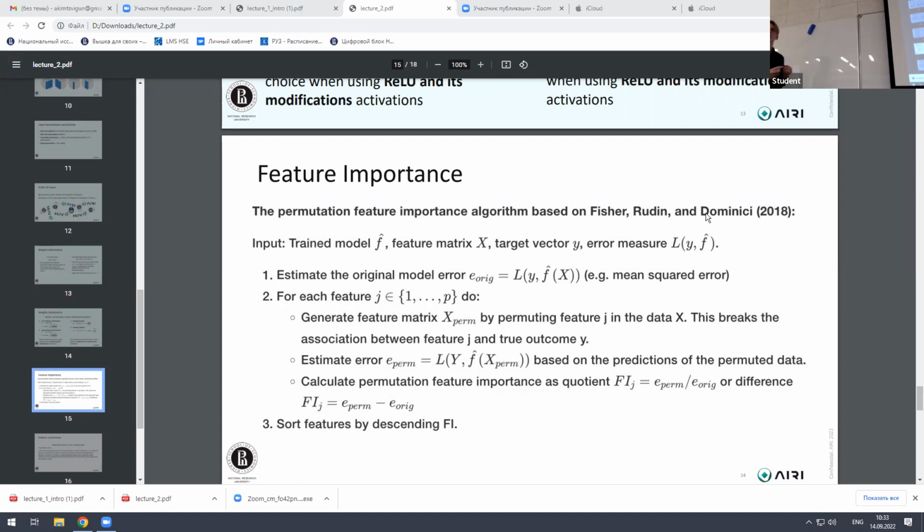I wonder how you use it in a practical case, because if you take an image and permute just one pixel, it will not change anything at all. Or do you use it for words, like changing the second word in each instance, in each sentence?